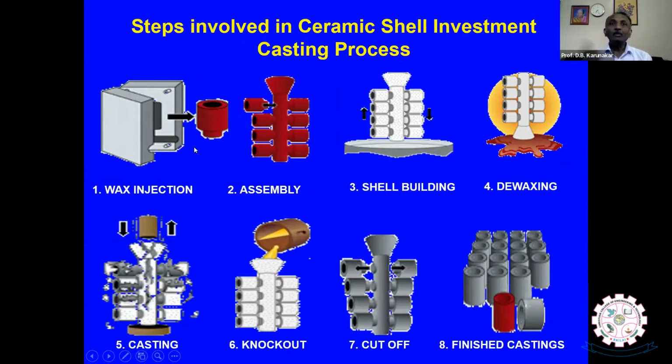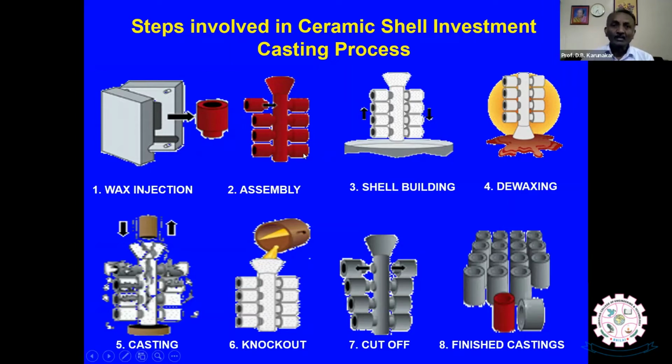So we inject the molten wax into this die. For that we use a wax injector. This wax injector melts the wax and injects it into this die. After some time, the molten wax solidifies, and the solidified wax pattern comes out. Now we want to make several castings in a single round.